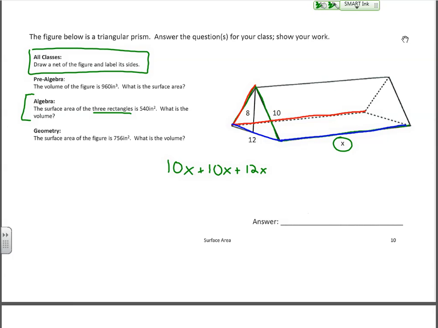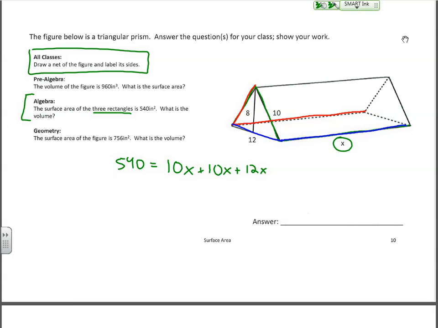And since the surface area is the sum of these 3 rectangles' individual areas, we know that 540 is equal to 10 times x plus 10 times x plus 12 times x. We've written an equation. That's the best thing you can do in mathematics to look for relationships. Find an equation. Because what an equation does is it relates something to something else with equality. And if we have an equation, we've got all these different methods that we've talked about to solve for a variable, and you can do that here.